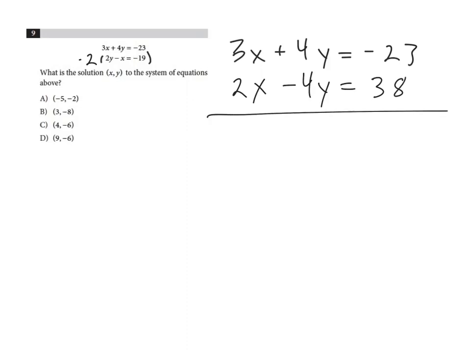Okay, so now if I add these two equations together, I see that my y's cancel out. I've got 5x equals, well, that's going to be a +15. Okay, divide by 5, I get x is 3. Okay, there's only one solution where x equals 3, so that would be B.